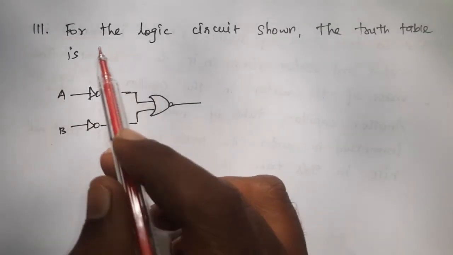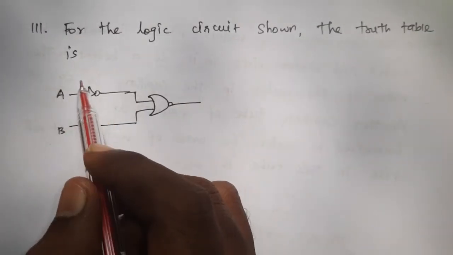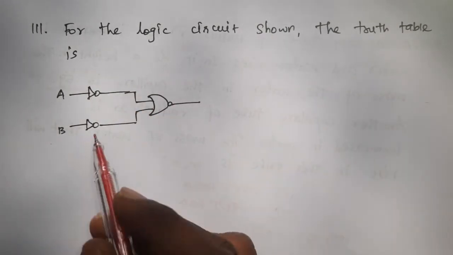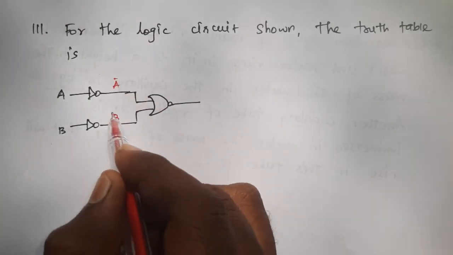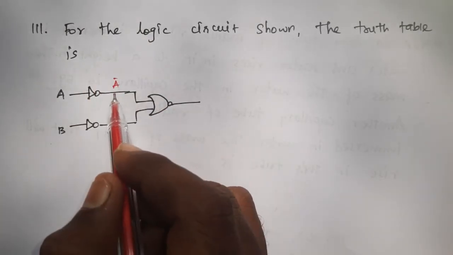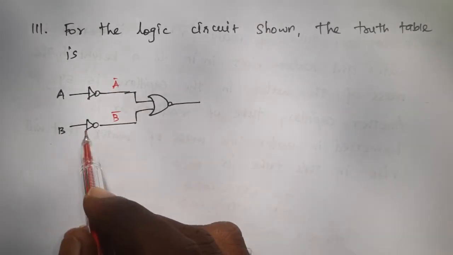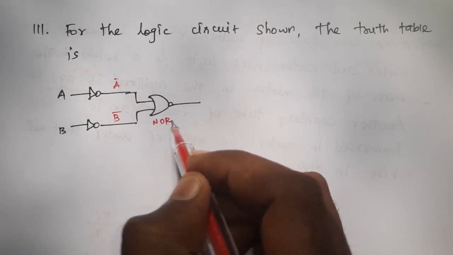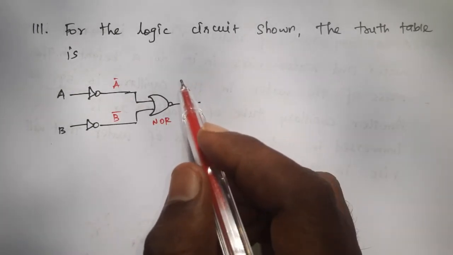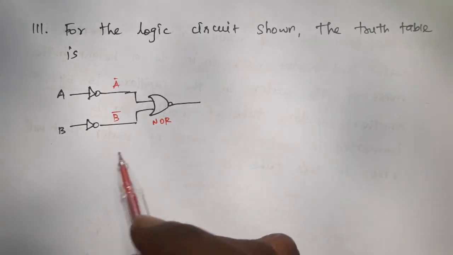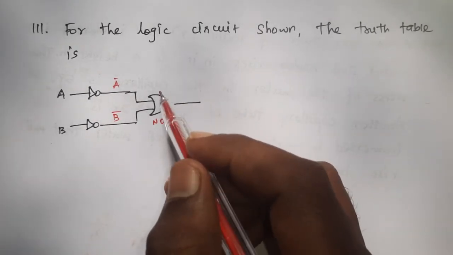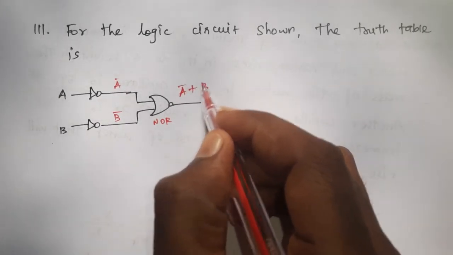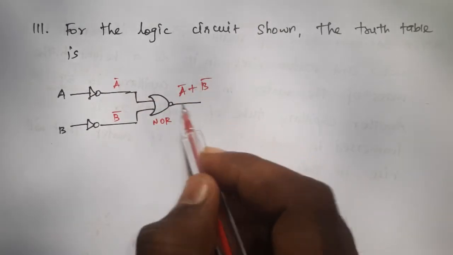Question number 111. For the logic circuit shown, the truth table is, so we are given 4 truth tables as options. Now we are going to find out the answer. A bar, B bar: this is a NOT gate. So the output of a NOT gate is the complement of the input. Here the complement of input is B bar. This is a NOR gate. For a NOR gate, the output is the complement of the sum of the inputs, the opposite of the OR gate output. So the OR gate output is the sum of the inputs, A bar plus B bar. This is the OR gate input and OR gate output.